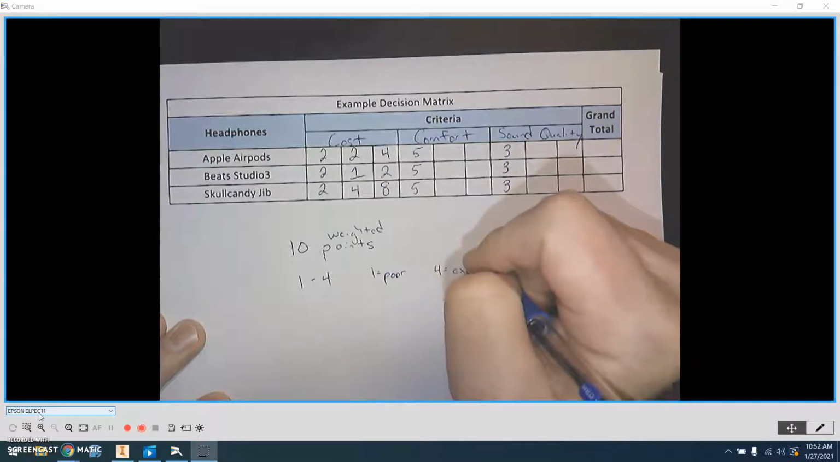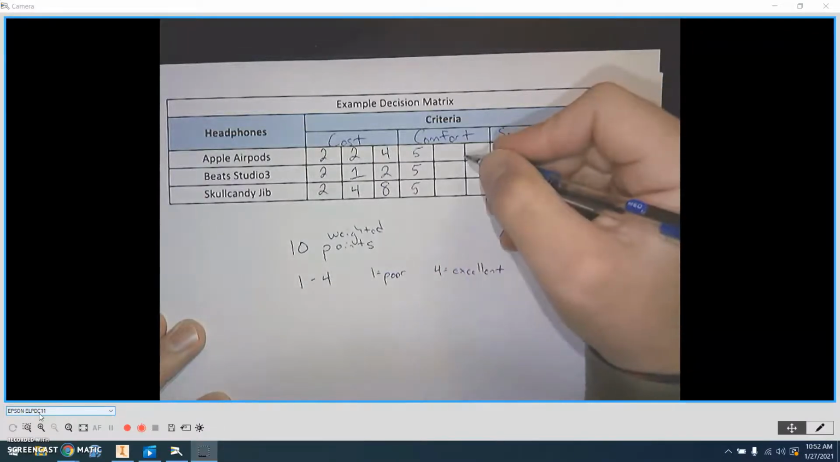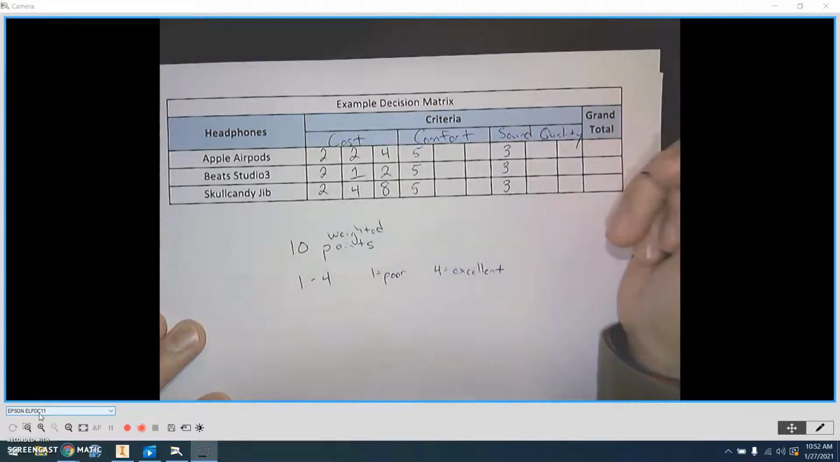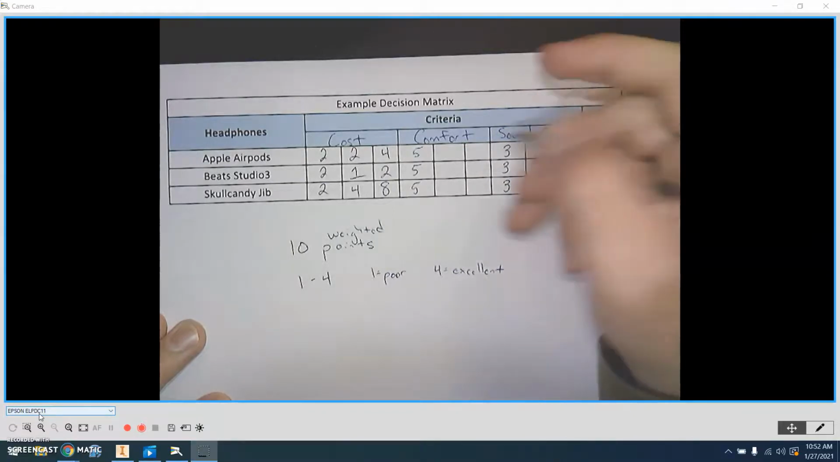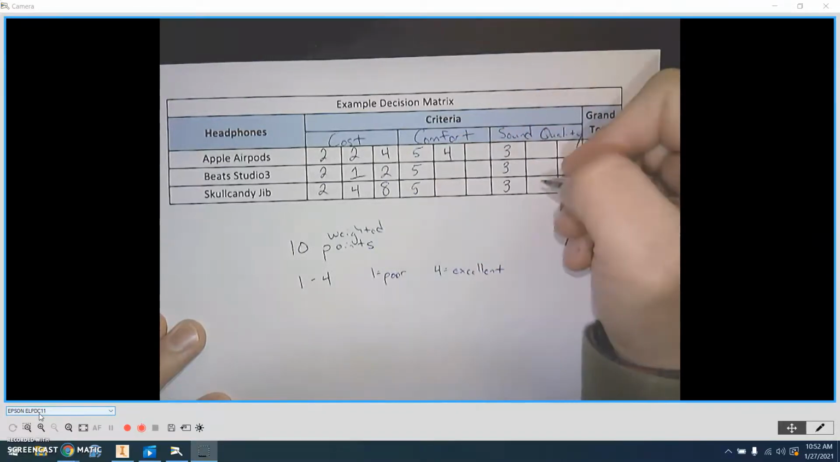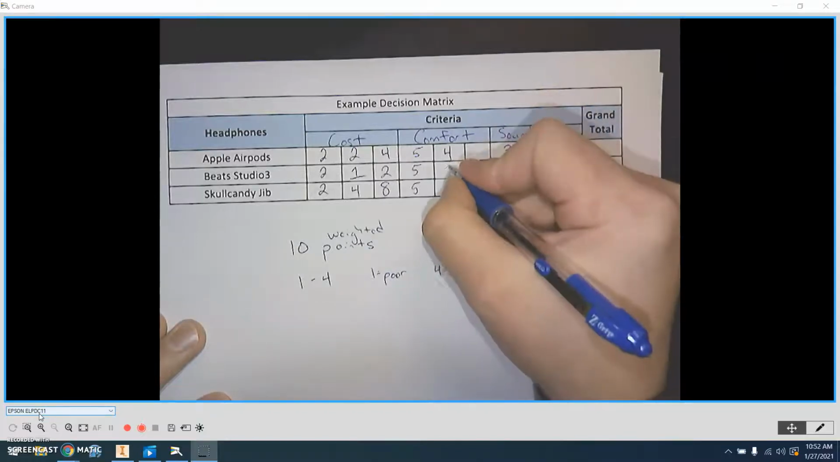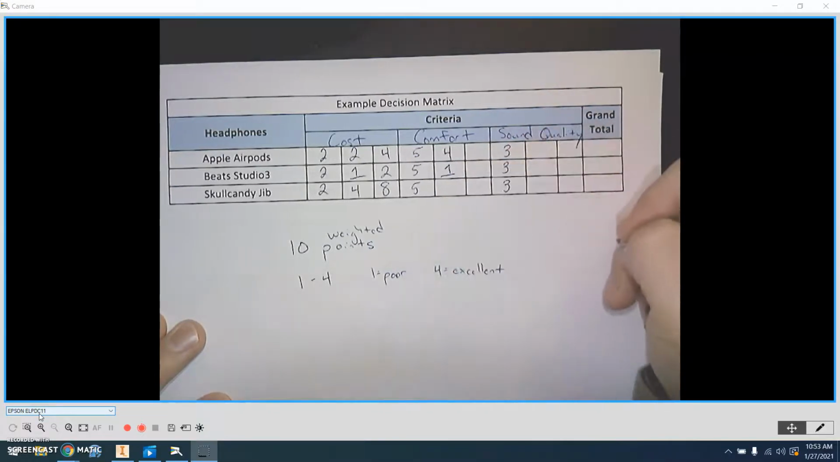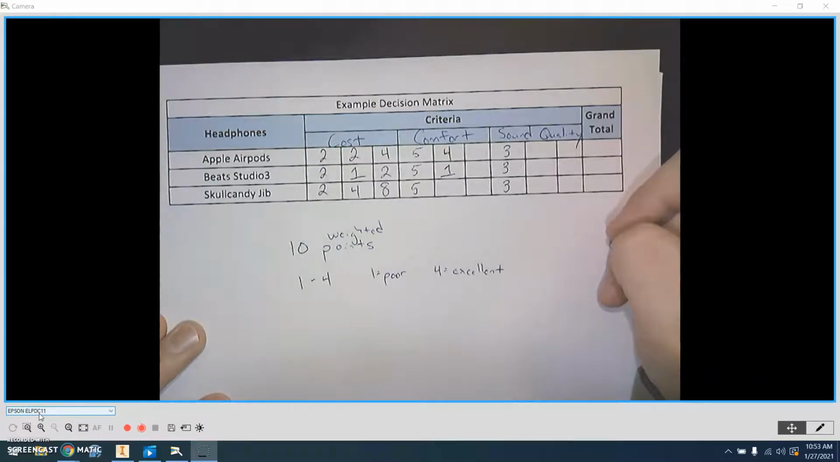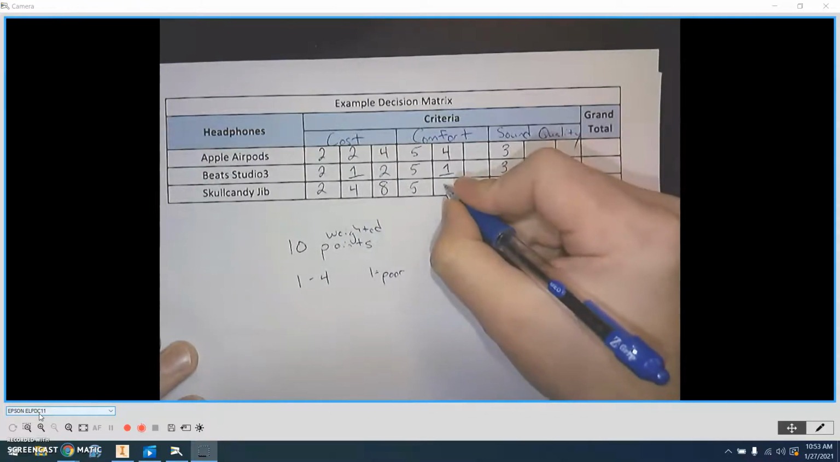Now comfort. The AirPods are really comfortable, I believe. I've heard a lot of good things about them. So I'm going to say they get a 4 for comfort. Excellent. Beats, those are going to fill with sweat. They're going to be hot. I'm going to give it 1. Poor in that category. Skull Candy, they're fairly comfortable, I bet, but they have a cord on them and that'll tangle in things. So I'm just going to give them a 2.